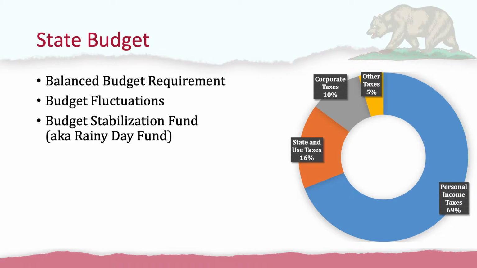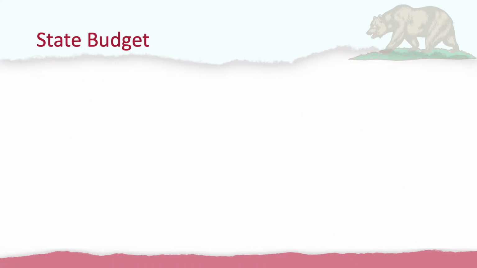It's also important to note that these figures are for state-level taxes only. At the county and local level, property taxes and sales taxes represent the most important sources of revenue for city and county governments. On the spending side, the single largest expense for the state is K-12 education.